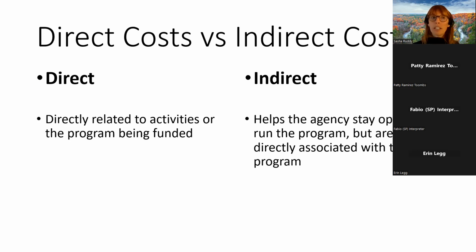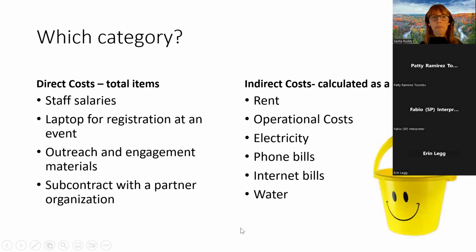But what is the difference between direct costs and indirect costs? So direct costs are directly related to the activities or the program being funded. And these are all those subcategories that we talked about in the earlier slides. So salary, fringe, office supplies. I can go on, but I think you understand. Indirect costs help the agency stay open and run the program, but are not directly associated with the program itself. And we'll talk a little bit more about what this looks like in the next slide.